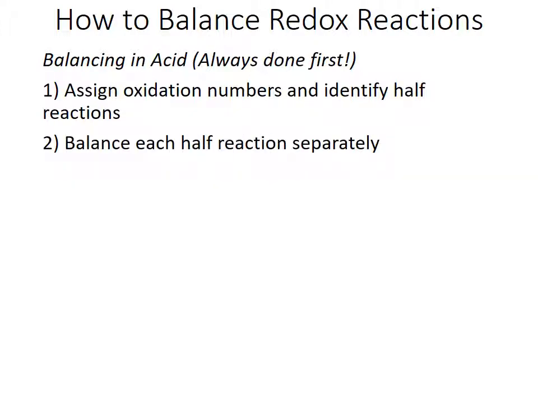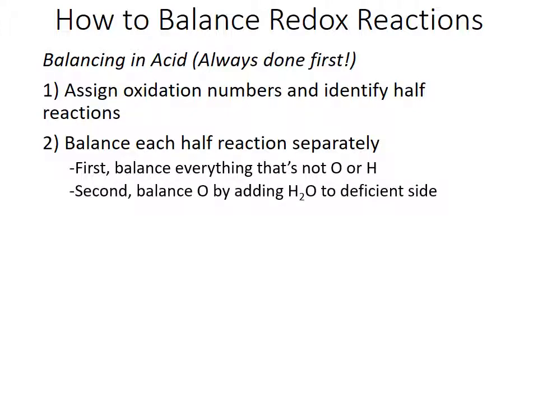The second step is to balance each half reaction separately, and we're going to use the same algorithm for both. You start by balancing everything that's not oxygen or hydrogen, and you just use your normal chemical equation balancing skills for that. Next, you want to balance the oxygen by adding water, H2O, to the deficient side. So this tells us why we have to balance oxygen first. We always bring some hydrogen with us. Now you can balance the hydrogen by adding H+ to the deficient side. We add H+ because we're balancing in acidic solution, which contains H+.